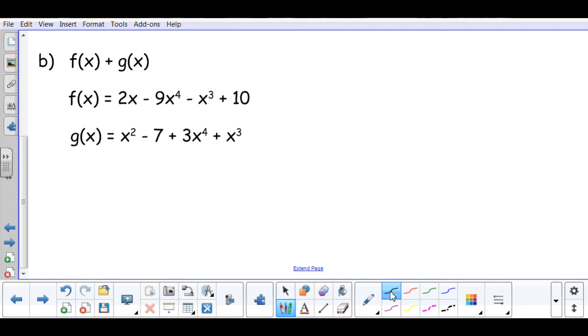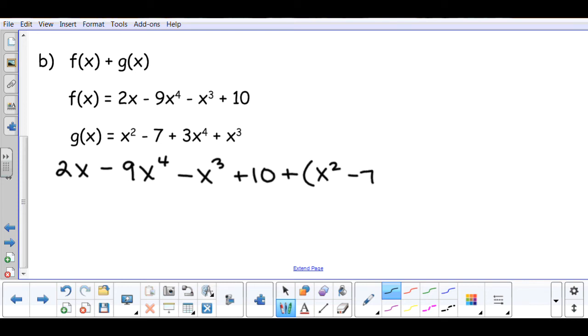So I'm going to start with my f of x expression with the 2x minus 9x to the fourth minus x to the third plus 10. Then I'm going to add my g of x expression. So x squared subtract 7 plus 3x to the fourth plus x to the third. When I add, that's not going to change the signs of the last expression at all. So I can drop all of my parentheses and just write out each term in a long line.